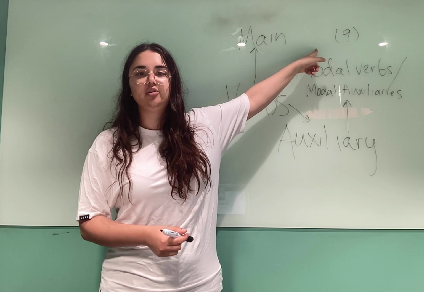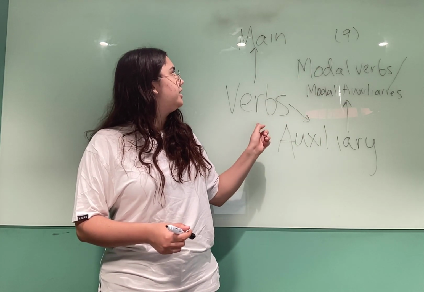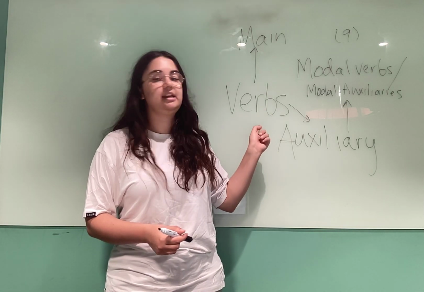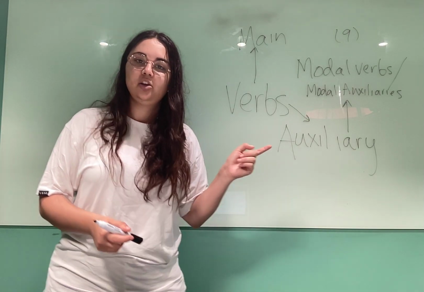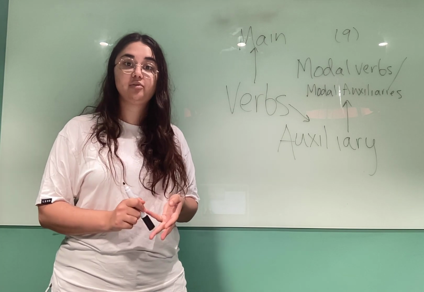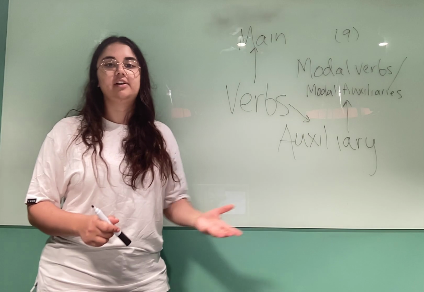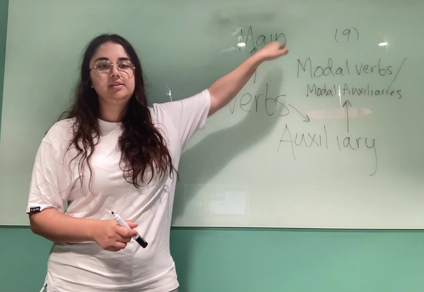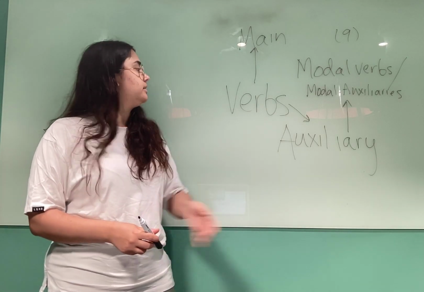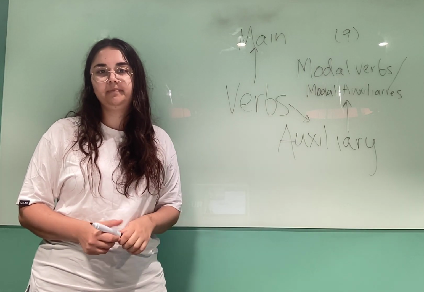Can, could, shall, should, will, would, may, might, must. They all come under auxiliary verbs, which is a verb. So if you get asked to identify verbs in a SAC or exam, you could get asked to identify auxiliary verbs, or you could get asked to identify modal verbs. You can use any of the 9 to identify those. Remember our main verbs like walk, swim, think, they're all doing words. And our auxiliary verbs are those ones that change or modify the main verb.